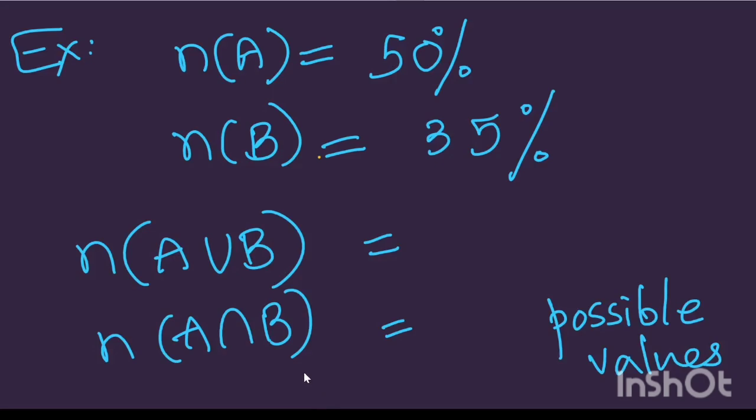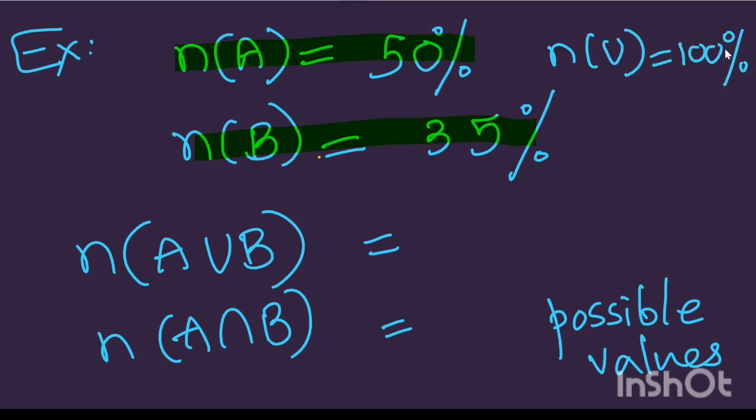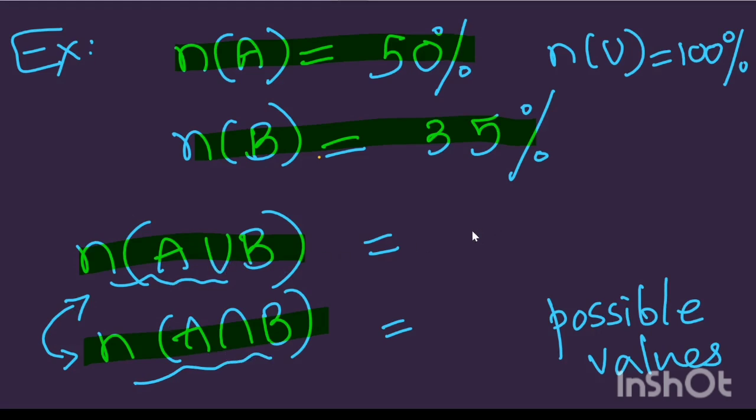Now if a question only gives the value of Na as 50% and Nb as 35%, where obviously Nu is 100%, and they are asking for the possible values of N(A union B) and N(A intersection B), it is quite clear that in order to find A union B, we need to know the value of A intersection B from the formula, or vice versa. In order to find N(A intersection B), we need to know the value of N(A union B) from the formula Na plus Nb minus N(A intersection B) is equal to N(A union B).